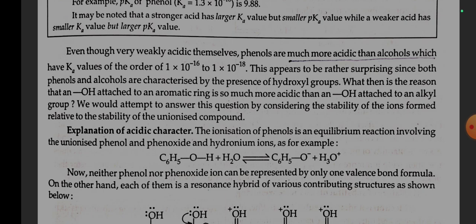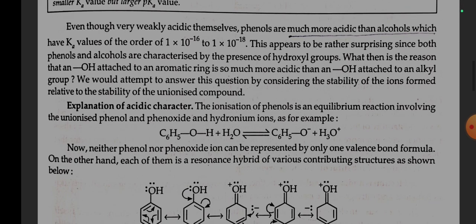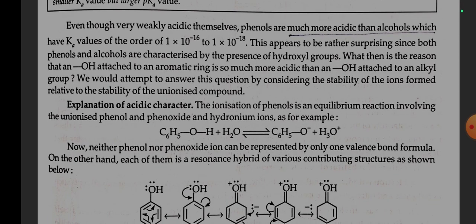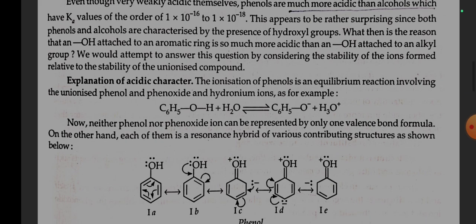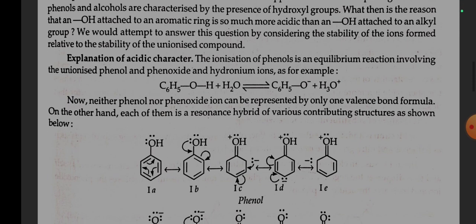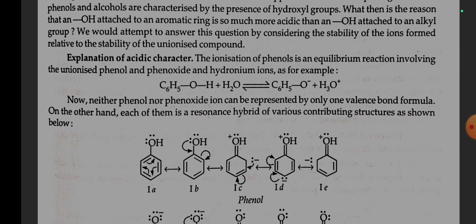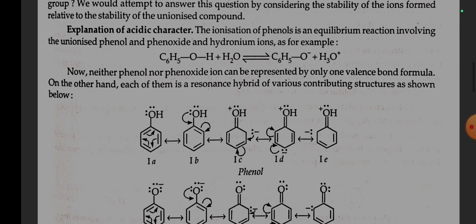This appears to be rather surprising since both phenols and alcohols are characterized by the presence of hydroxyl groups. What then is the reason that an OH attached to an aromatic ring is so much more acidic than an OH attached to an alkyl group? We would attempt to answer this question by considering the stability of the ions formed relative to the stability of unionized compounds. Explanation of acidic character.